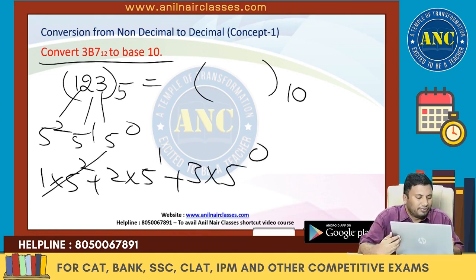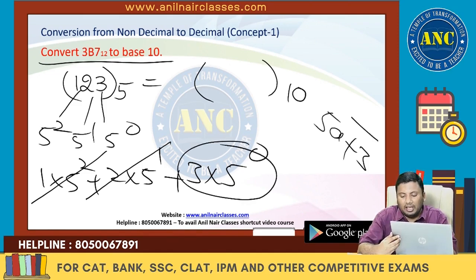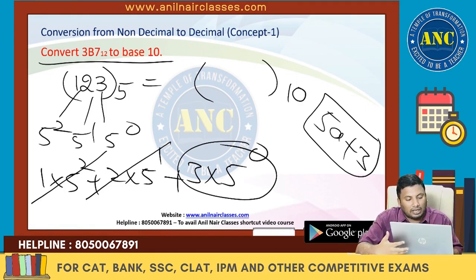This is divisible by 5. This is divisible by 5. 3 into 5 power 0 is 3. The answer when divided by 5 should give a remainder 3. Are you all with me? The answer when divided by 5 should give a remainder 3. I can keep on taking as many examples as possible.